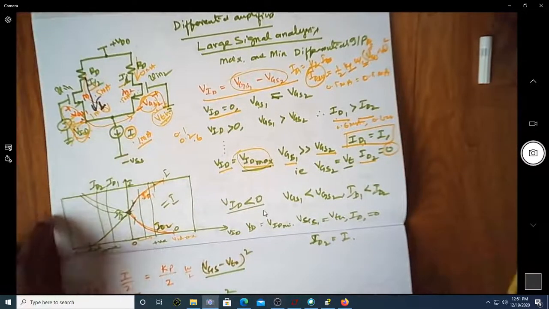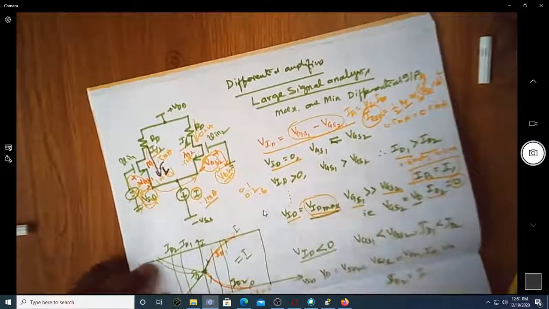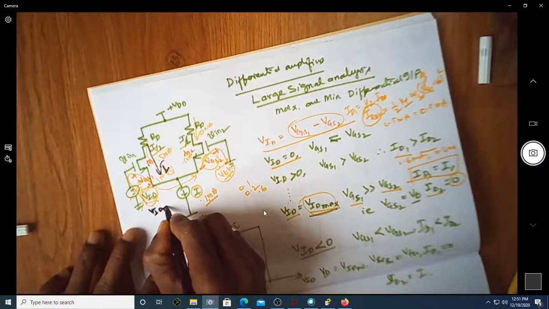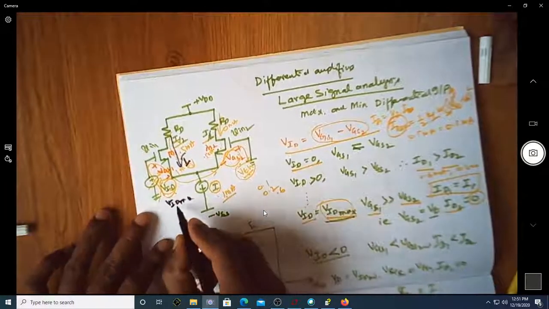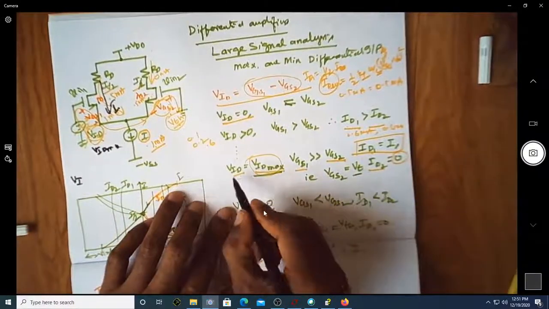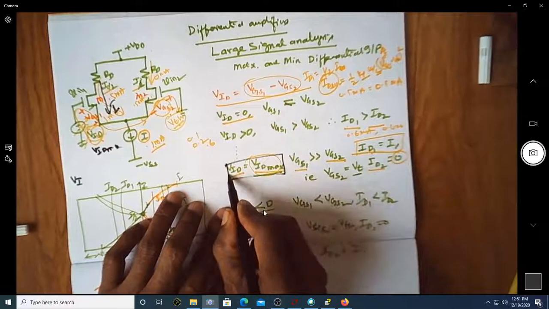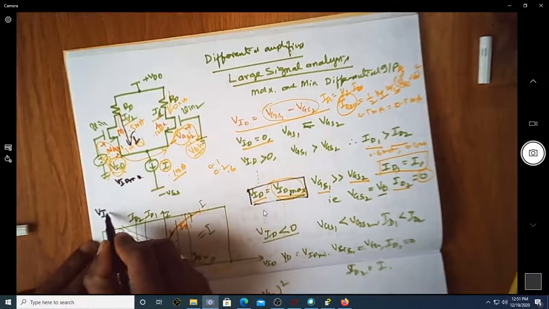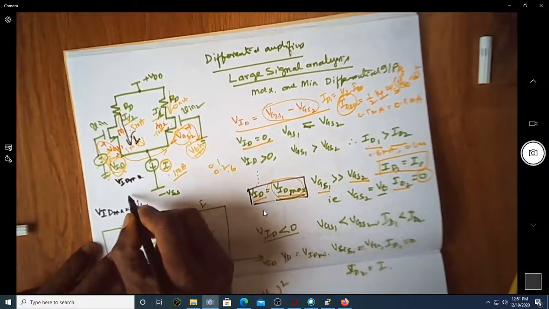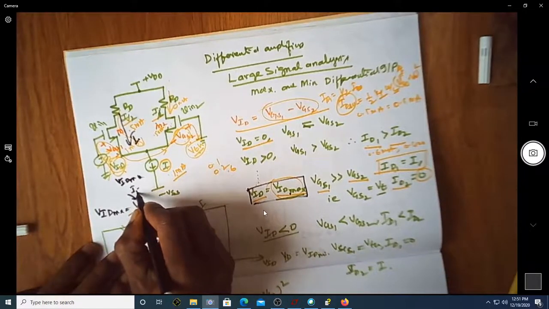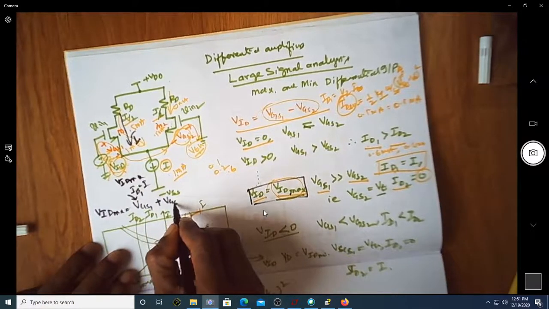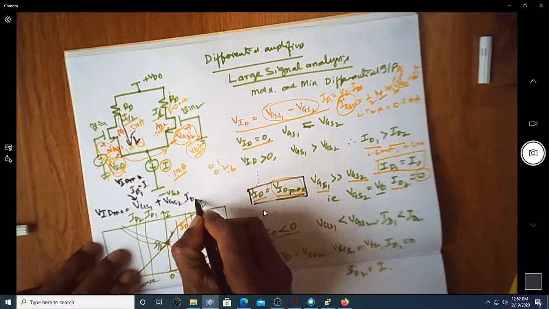So I can just come down here and try to find out here. Assume that this VID is equal to VID max. Can we write the expression now? You can see here, when VID is equal to VID max, of course I will write the expression here: VID max is equal to VGS1 for ID1 equal to I plus VGS2 for ID2 equal to 0.